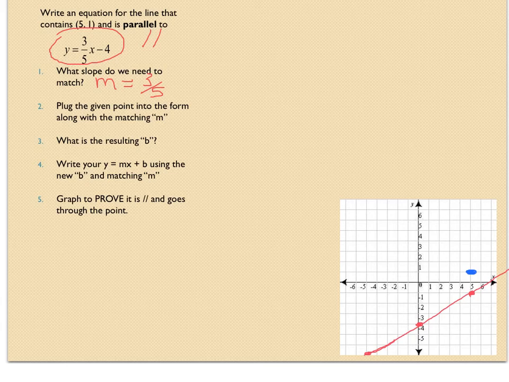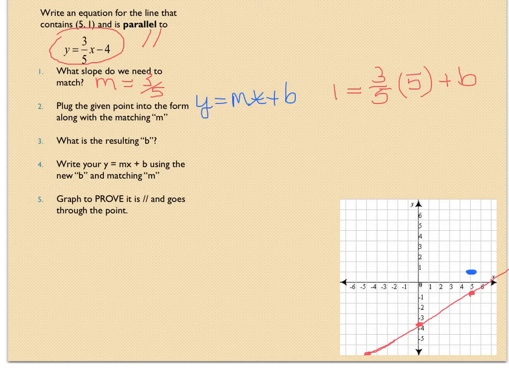So what we need to do is plug that point into y = mx + b, so that we know that that point is in there. So let's take y = mx + b and plug in everything we know. We know that we want our y to be 1. We know that our slope needs to be 3/5. And we know that our x needs to be 5. The only thing we don't know is where we want it to go through the y-axis, or b. So we have an equation with only one unknown, and we can solve for that unknown.